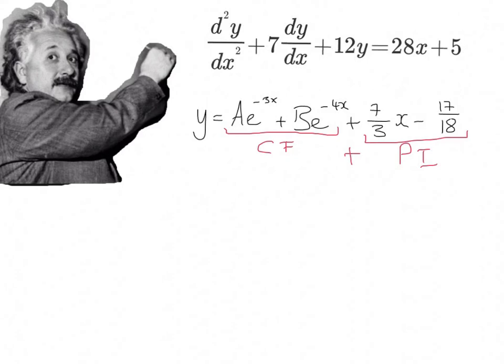Now, as an exercise, what I'd like you to do is pause the video and work out what dy by dx is, and then work out what d squared y by dx squared is for this entire general solution, and then put it all into the equation d squared y by dx squared plus 7dy by dx plus 12y, and just check that you do indeed get 28x plus 5.